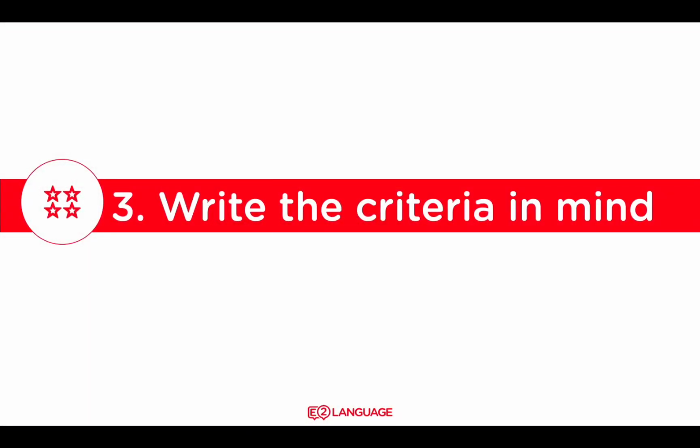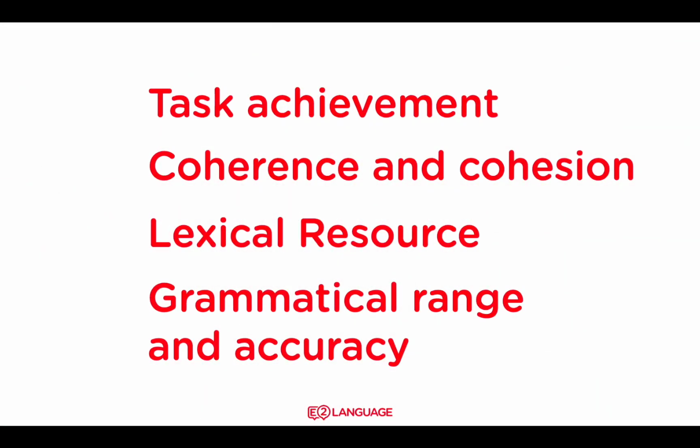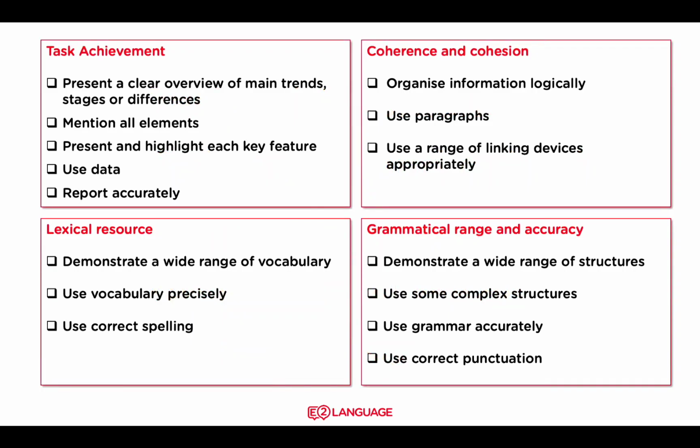As I said, remember, all of the information in the process diagram must be represented in your key features paragraphs. Even though we're not writing about a graph or a pie chart, the criteria is exactly the same. So you're still scored in the same way. So keep these things in mind: task achievement, coherence and cohesion, lexical resource, grammatical range and accuracy. This is the checklist that we always use.